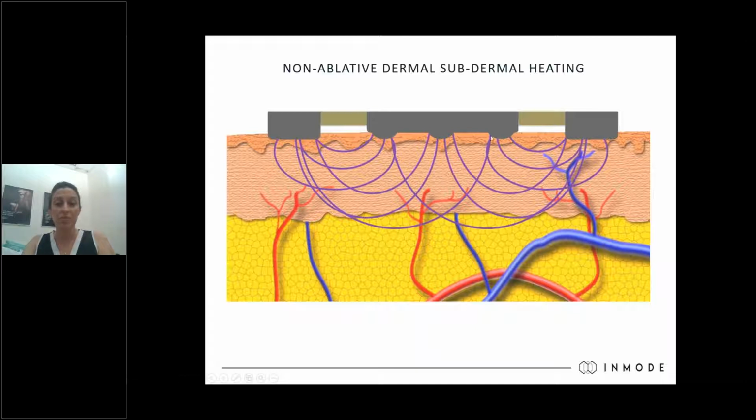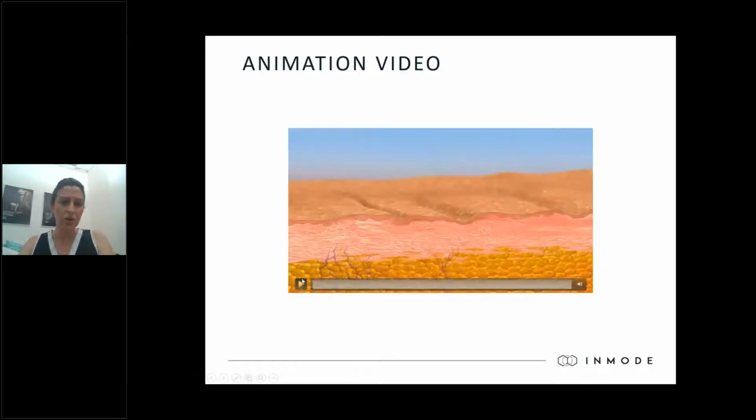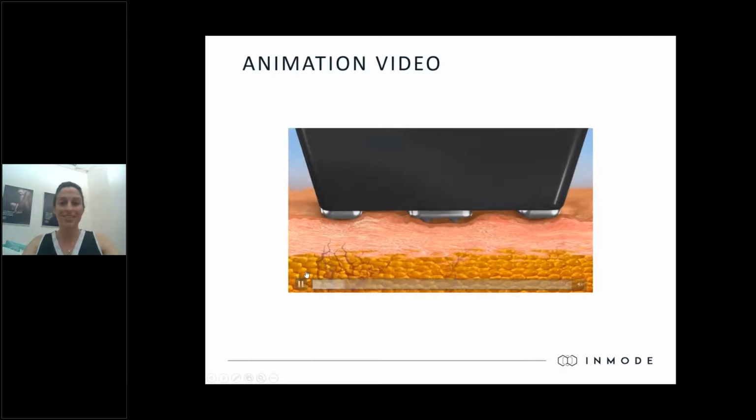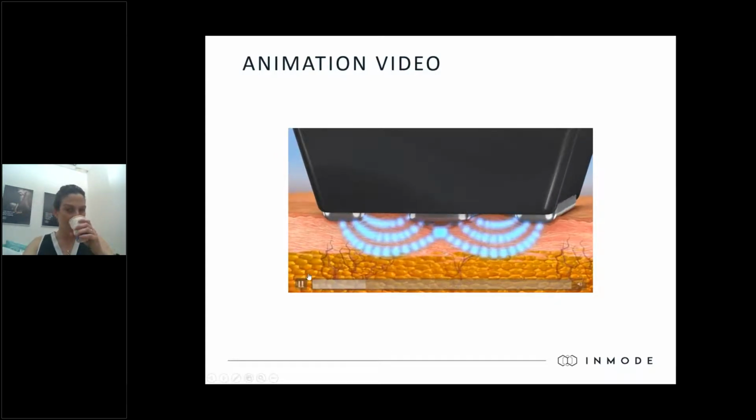And we talked about the depth of penetration. So the thumb rule is that it's approximately half the distance between the two electrodes. So if I take this pole and this pole, that would be half the distance between the electrodes. So this is more or less the idea. A short video animating exactly how it's done in our body.